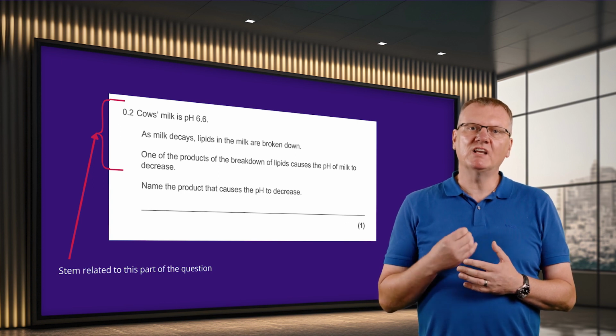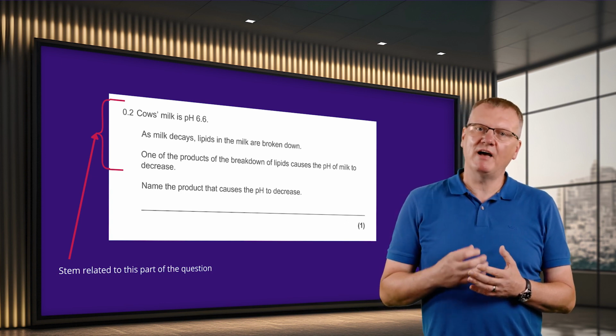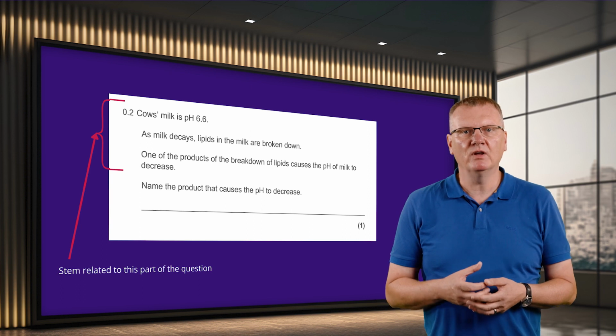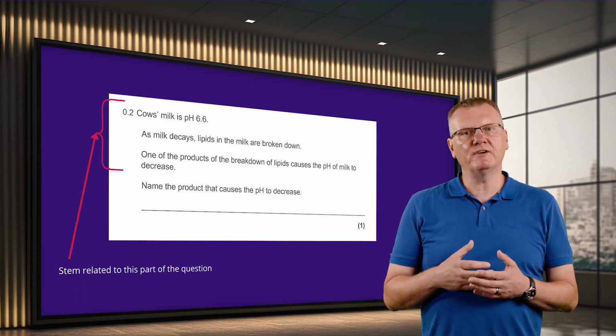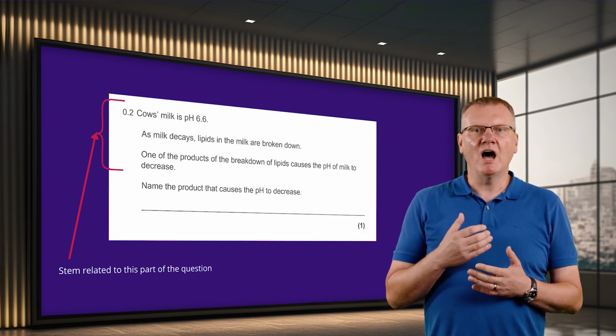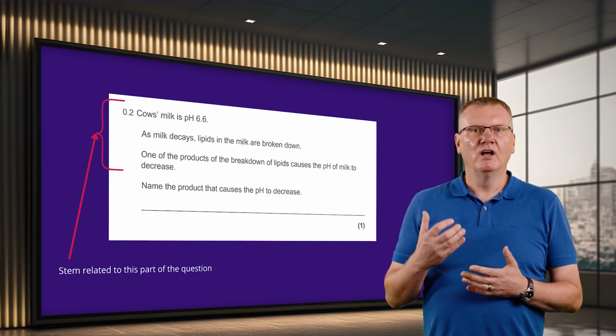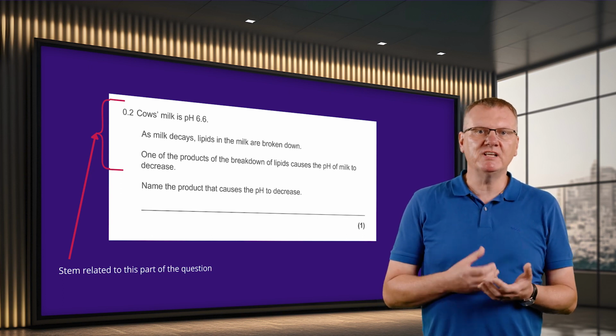In this question, the guidance tells the story of how the lipids in milk are broken down, which is intended to help students focus on the breakdown products and which one of these is acidic. The clue being "cause the pH to decrease".